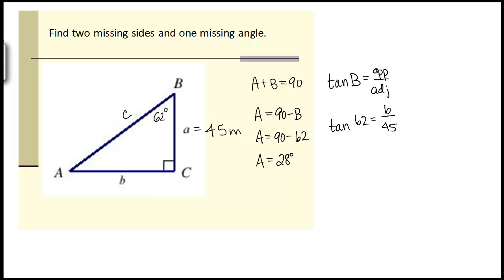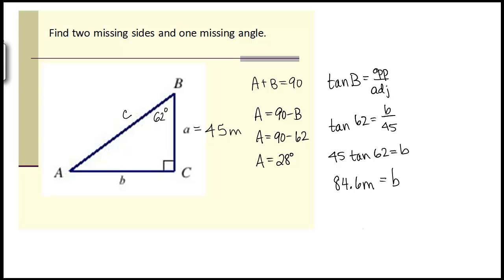If your variable is located in the numerator, what you're going to do is multiply the adjacent with the tangent of 62. So this is going to end up being a product. That's going to give me 84.6 meters because I do have a measurement on side A.